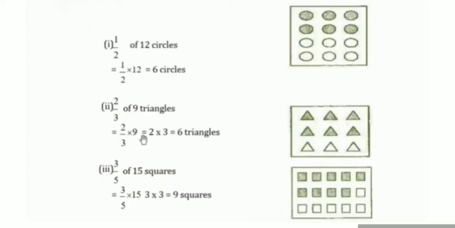Now see the last one. 3 upon 5 of the squares in the box. So 3 upon 5 into number of squares, which are 15. Again we will cancel it. 5 threes are 15. So what is left? 3 into 3, it means 9 squares. So total 9 squares we have to shade.